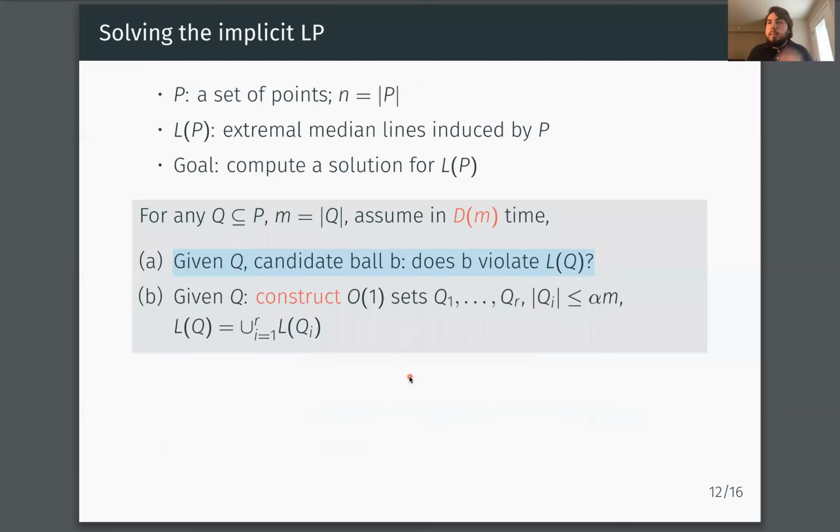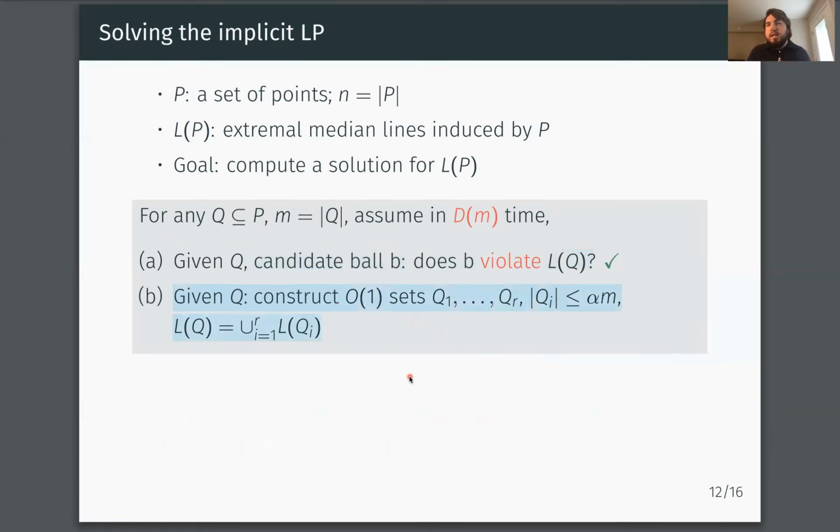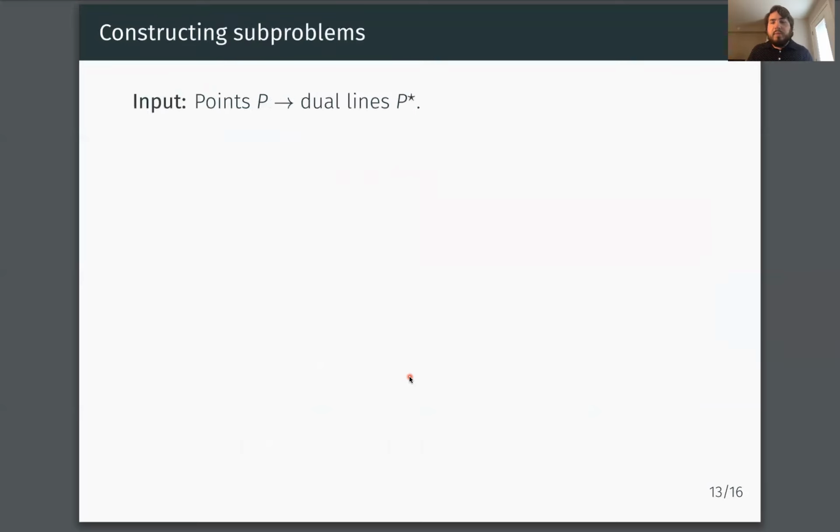So this means going back to our framework for implicit LPs that we can do part A in n log n time. The second part I'm going to focus on now, which is given a set Q, I would like to partition my set into many smaller sets such that the constraints are partitioned among these sets. So let's focus on part B. Remember that the algorithm is working in the dual, so I'm actually going to decompose my problem in the dual.